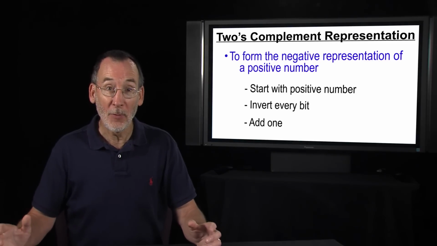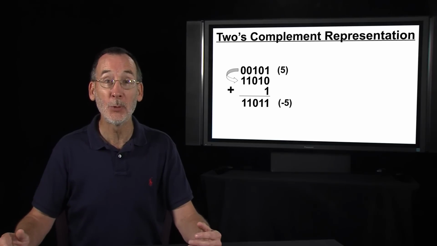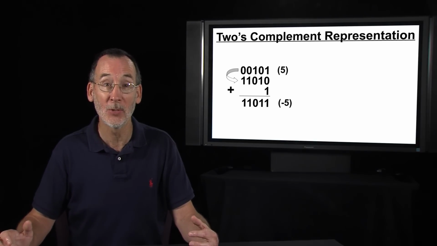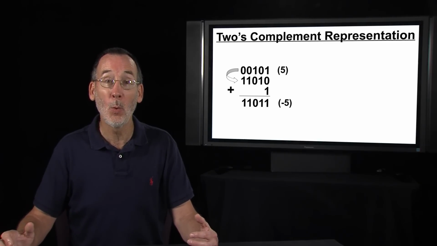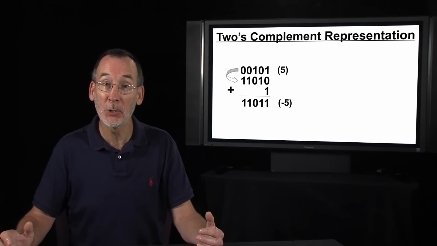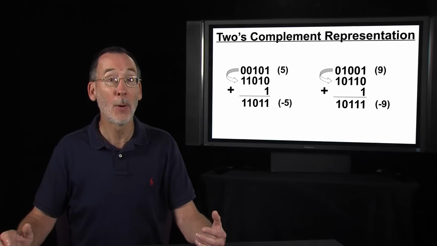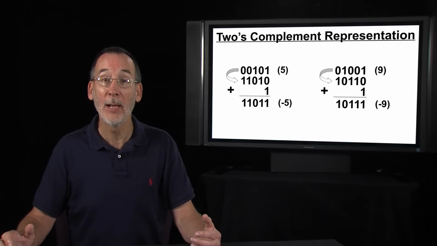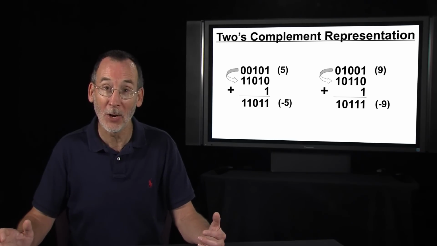So let's take this number 5, 0, 0, 1, 0, 1. The first thing we do is we invert all the bits. All the 1s become 0s and the 0s become 1s. Then finally we add a 1, so we add in the rightmost position a 1, and we get 1, 1, 0, 1, 1. This is 2's complement for -5. Here's our number positive 9. Again, we invert all the bits, we add 1, and we get 1, 0, 1, 1, 1. And that's -9 in 2's complement.